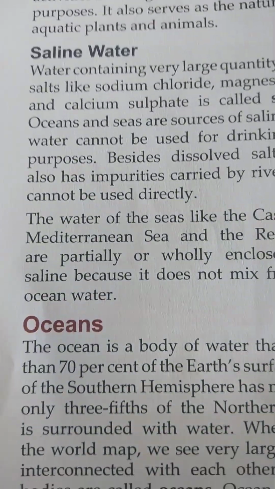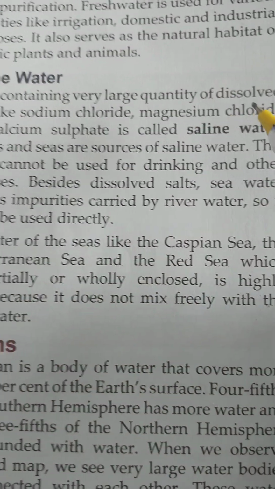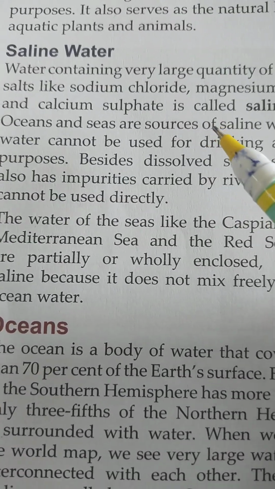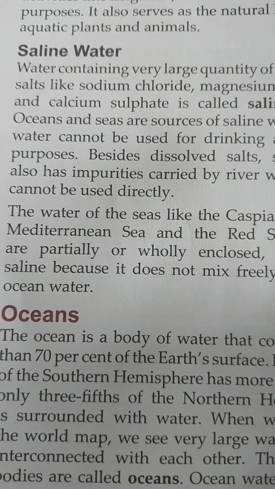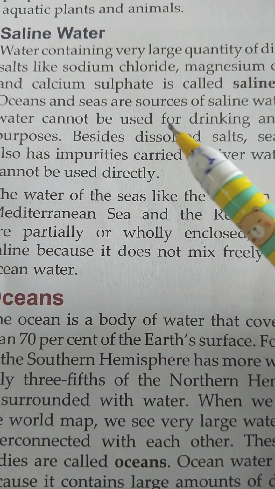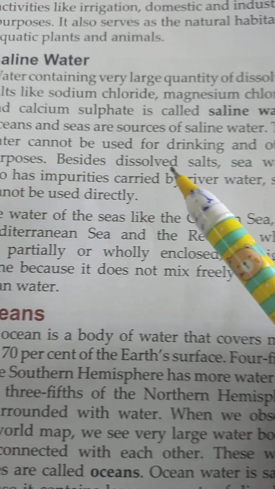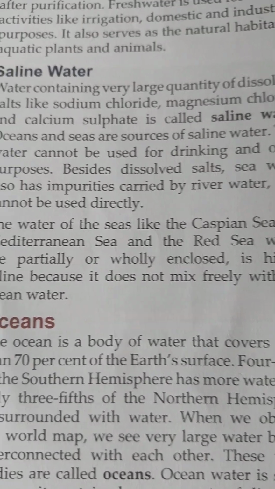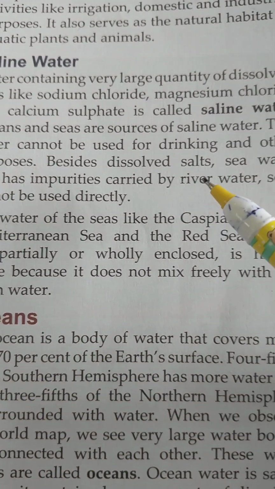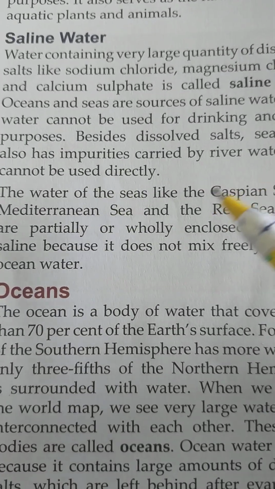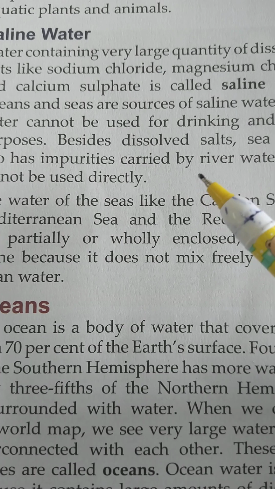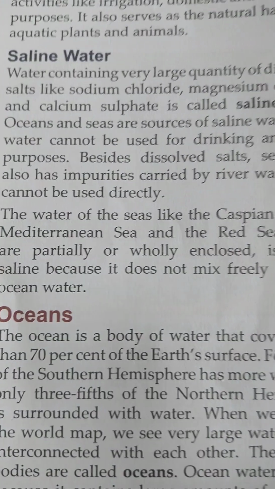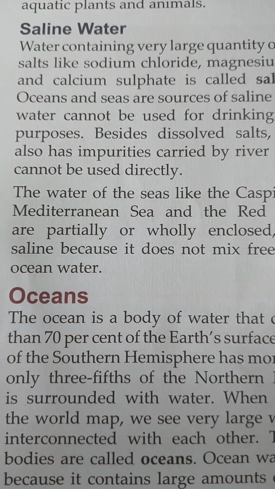Now, saline water. Water containing very large quantities of dissolved salts like sodium chloride, magnesium chloride, and calcium sulfate is called saline water. We find this saline water in oceans and seas. This water is not suitable for drinking. Besides dissolved salt, children, sea water also contains many other impurities which are brought to it by rivers. So it cannot be used directly without purification for drinking purposes.